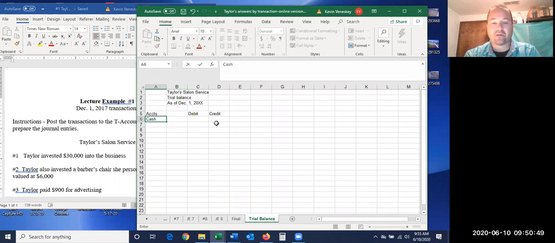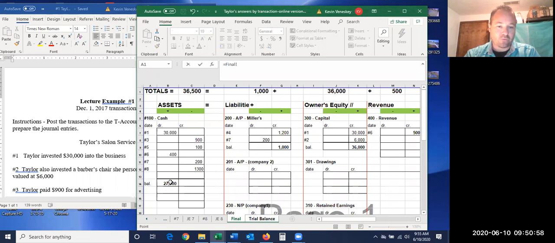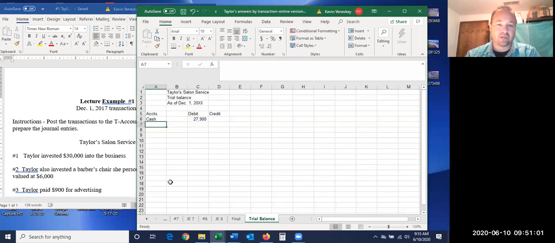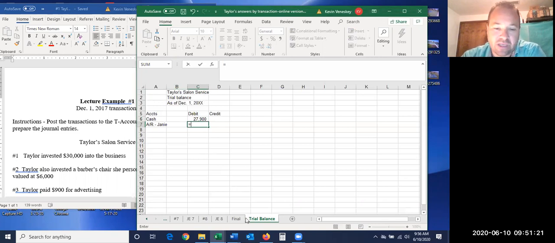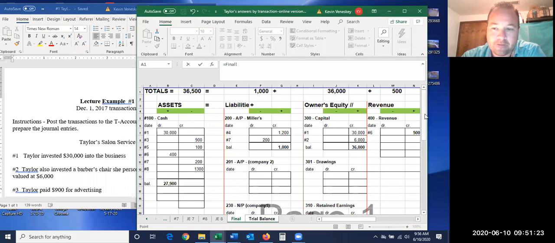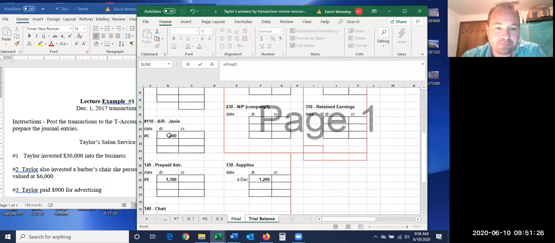Okay, so let's do that. Our first account is always cash. And then I'm going to link it so I don't have a typing error. I know that my final balance here was $27,900. And so the $27,900 will show. And then I knew I had an account AR to Janie. And since the trial balance is just for my eyes only, I can call this AR Janie, or I can just summarize all of my ARs. Either way is okay. Since we only have one, I'll keep it with AR Janie there. And I come down here to AR Janie, $100.